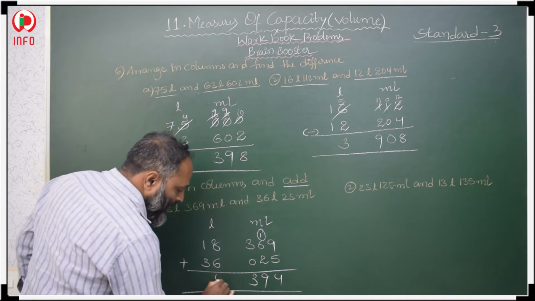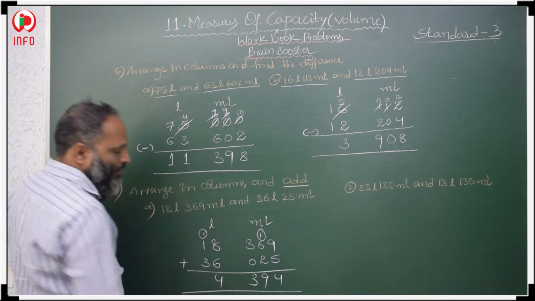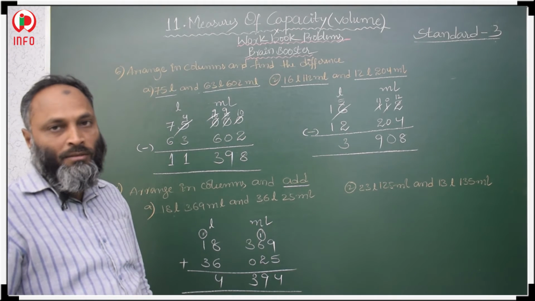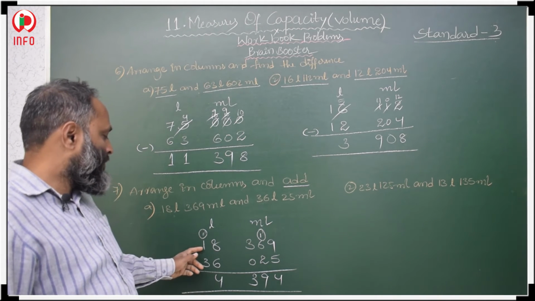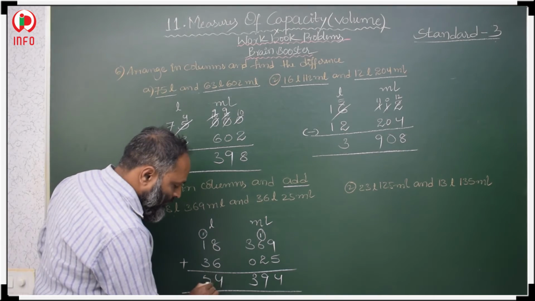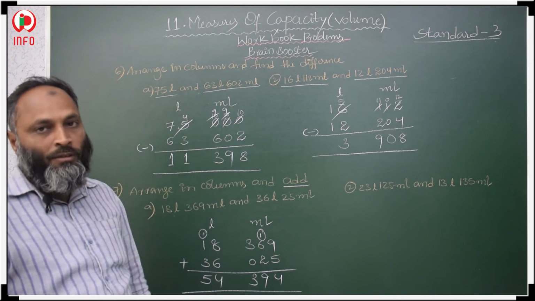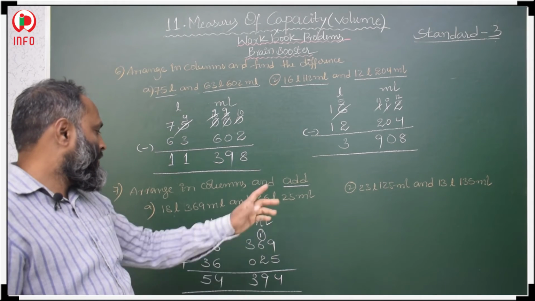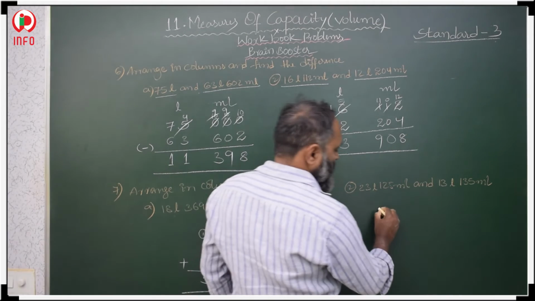Now 8 plus 6, 8, 9, 10, 11, 12, 13, 14. 14, 4 in the 1's place of liters and 1 we have to take as carry over to the 10's place of liters. 3 plus 1, 4, 4 plus 1, 5. 54 liters, 394 milliliters.